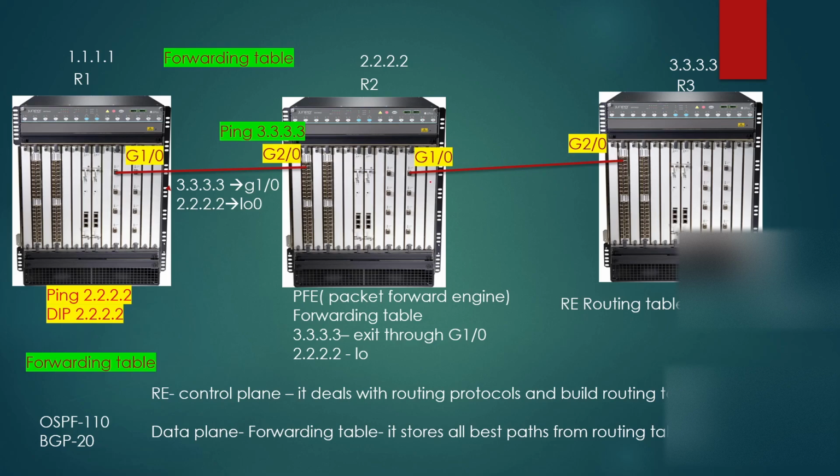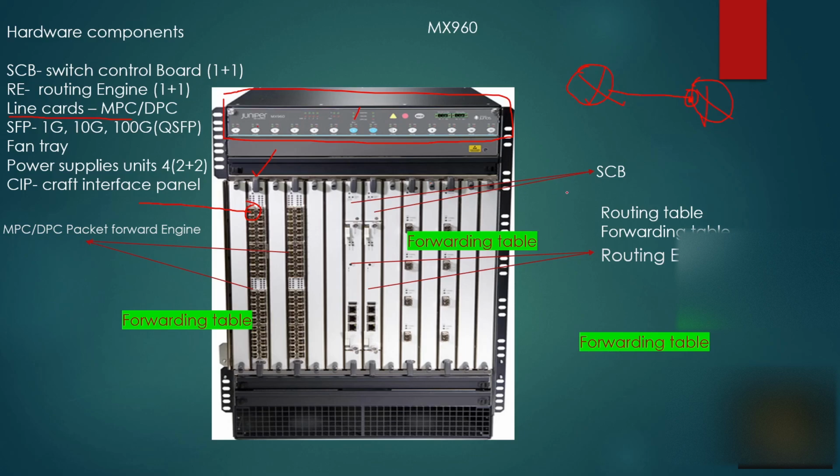Anyhow, let's come to the very beautiful feature. Here you will install your Junos operating system in the routing engine. Yes or no? You will install the Junos operating system in the routing engine, and all the routing protocols and switching protocols, whatever they are, you will configure in the routing engine. Once you configure your routing protocols, like static routing, default routing or dynamic routing, it will build a routing table, right? Yes or no?